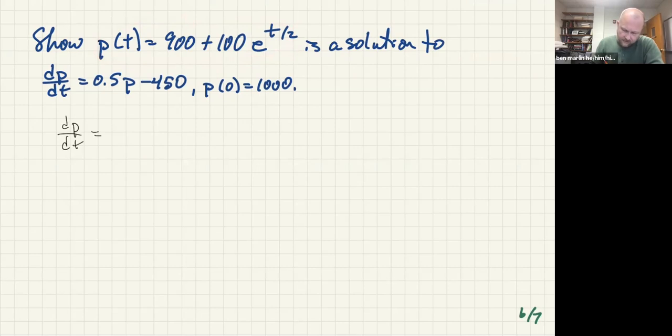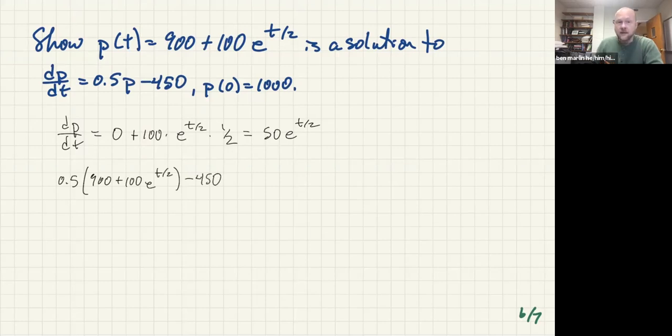And that is going to be, let's see, the derivative of 900 is just 0, plus 100 times the derivative of e to the t over 2, which is e to the t over 2, and then times 1/2. And then that is 50 e to the t over 2, okay? And then there is the question, if you took 0.5 times (900 plus 100 e to the t over 2) and then minus 450, would you get the same thing?